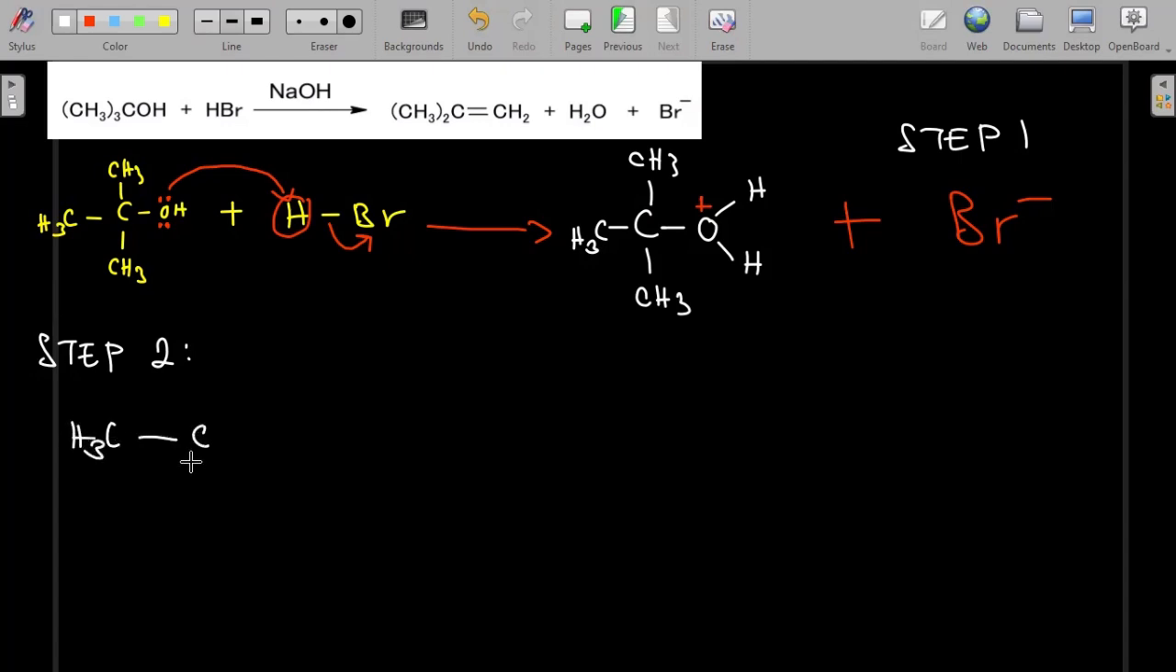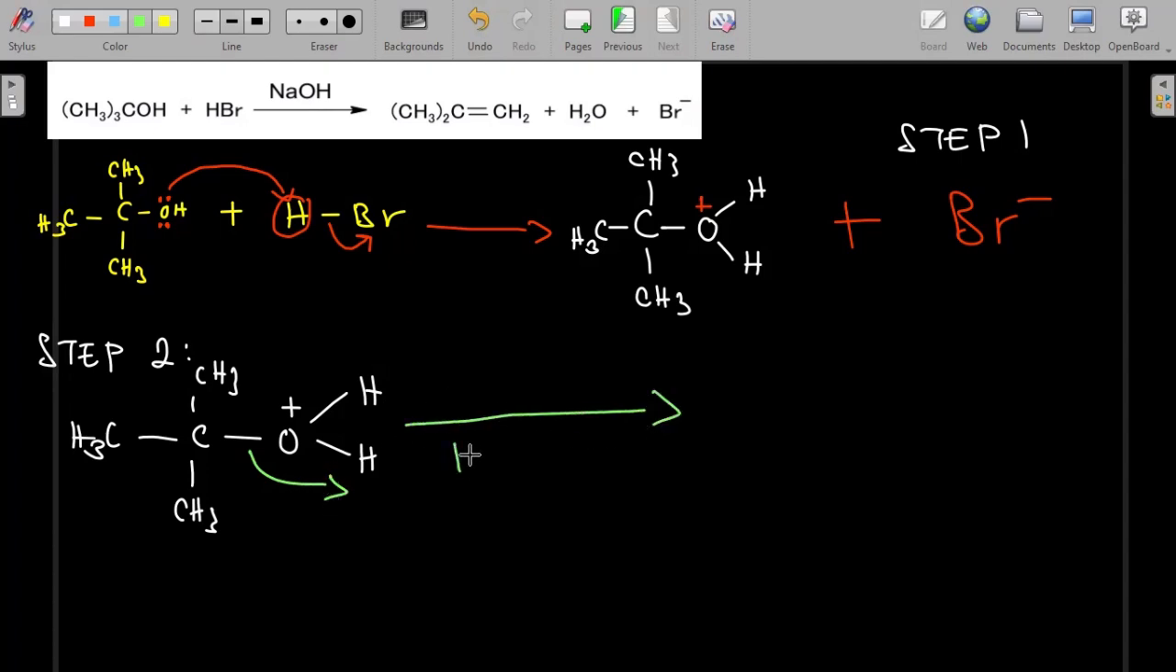So it's going to be C3H bonded to C, bonded to CH3, bonded to CH3, and then bonded to oxygen with the positive sign, and then two hydrogens like this. In this step two, that will be the rate determining step, or the formation of the ion or the carbocation. So it means this leaving group here, which is water, is going to leave, like that. So when it leaves, I'm going to say ionization here.